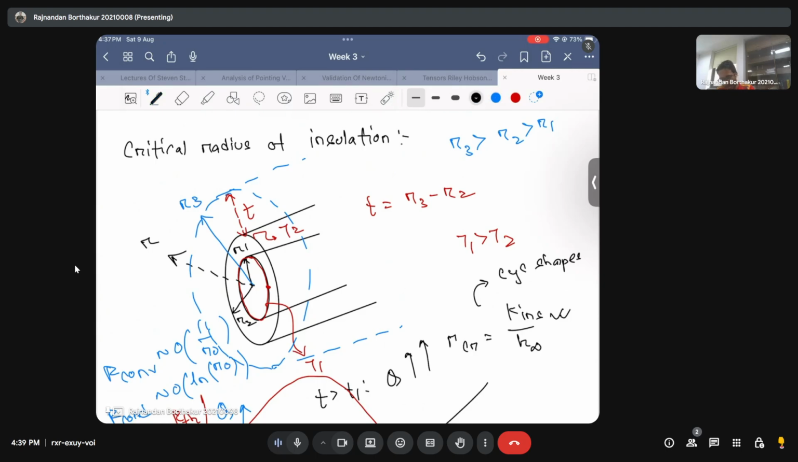But the important thing to think about is that this critical radius of insulation is not valid for Cartesian systems. Okay, you cannot find a critical radius of insulation for a Cartesian slab or for a rectangular slab or things like that.